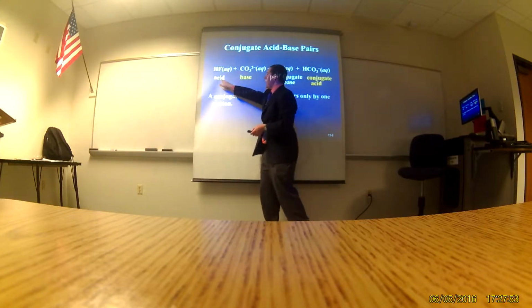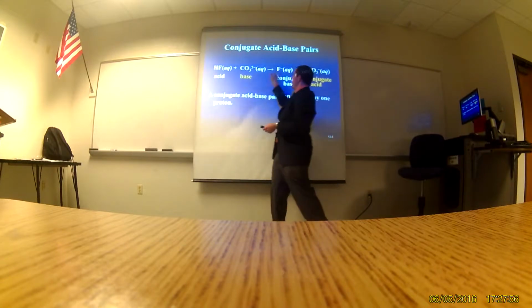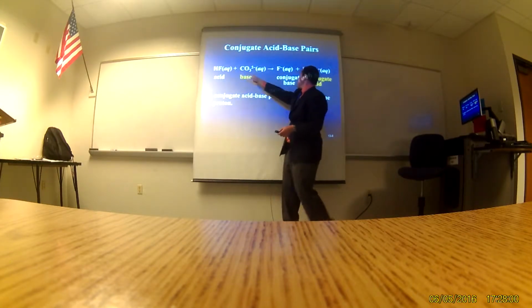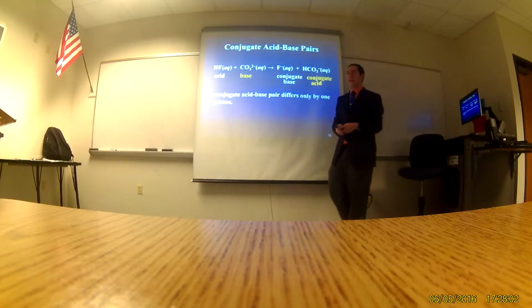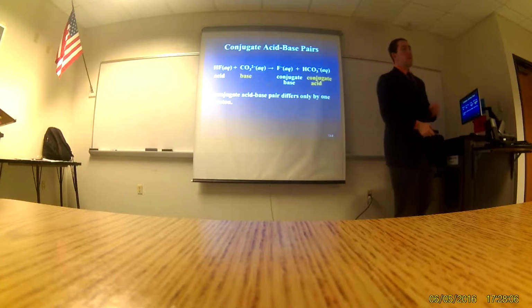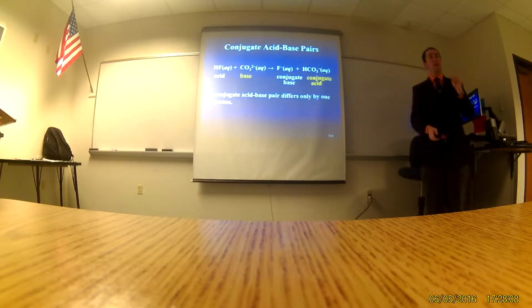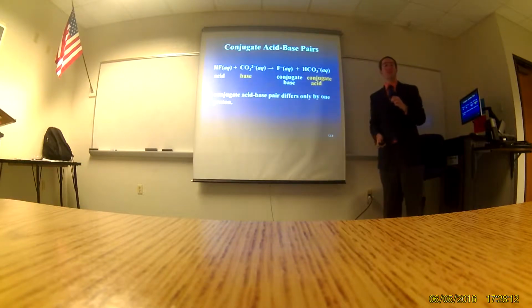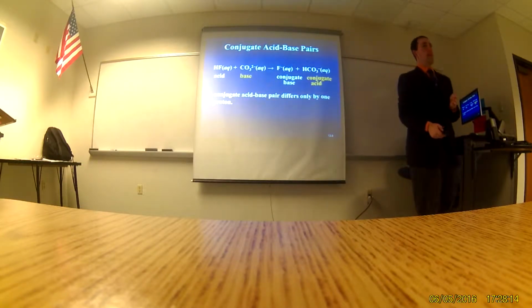So here we have the acid and the conjugate base. It's different by one hydrogen. Here we have a base and a conjugate acid. It's different by one hydrogen. There will always only be one hydrogen difference. If there's more than one hydrogen difference, it is not a conjugate acid-base pair.